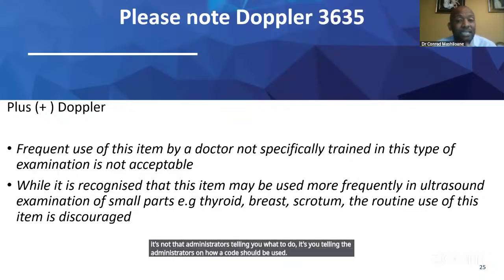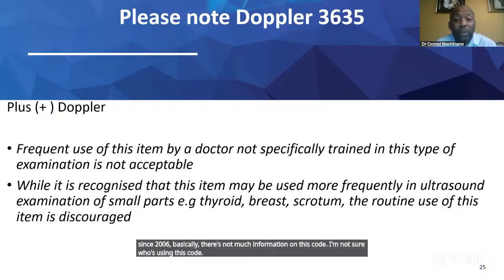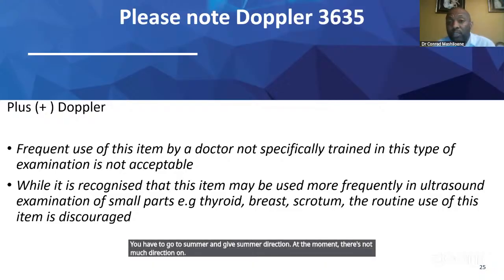Now, there's obviously another code, 3635. It's written like this in the SAMA MBCM since 2006. Basically, there's not much information on this code. I'm not sure who's using this code. So if you are using a code like this, 3635 is a Doppler code, and you're not a radiologist, you have to go to SAMA and give SAMA direction. At the moment, there's not much direction on use of this code.